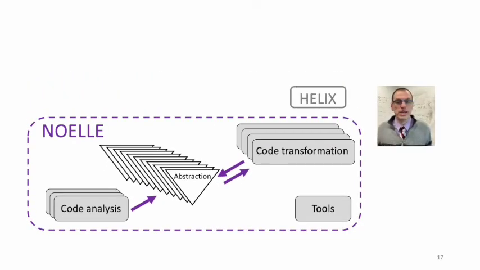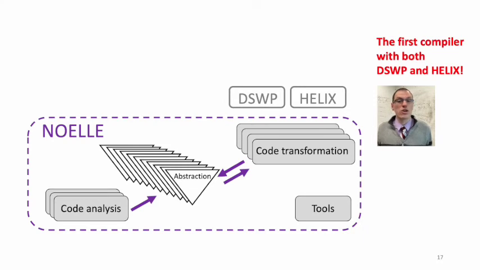Powered by NOELLE, we built several advanced code optimizations, including Helix, a parallelizing compiler that myself and my collaborators had previously spent 5 years of our life building without using NOELLE. We built Helix in a few months with NOELLE. We also built DSWP, another parallelizing transformation that was proposed by Professor David August's group. So now, with just a few months of development that heavily relies on NOELLE, we built the first compiler that has both DSWP and Helix under the same umbrella.